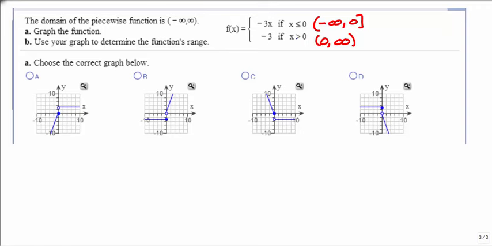Now if you notice, because of that bracket in my upper domain, I have all real numbers covered here. Every single real number is covered. So that's why my domain is negative to positive infinity overall. Now it says to graph the function.